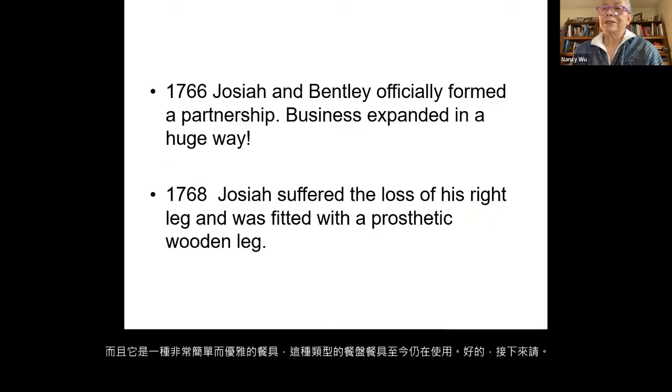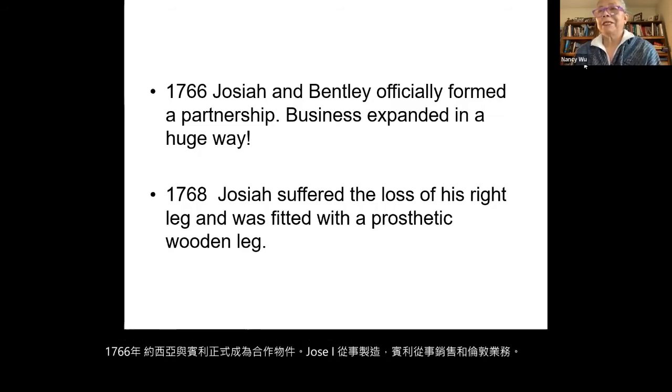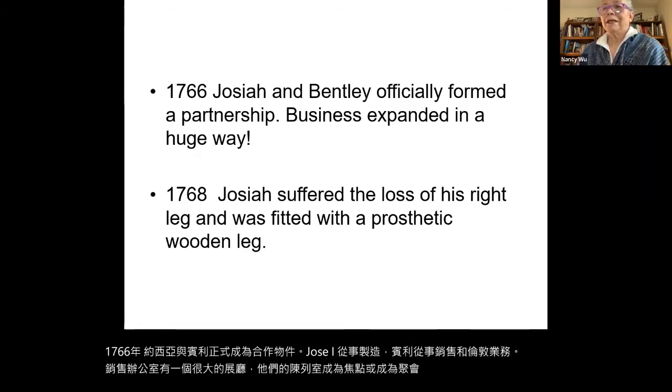In 1766, Josiah and Bentley officially formed a partnership. Josiah was into manufacturing and Bentley was into sales, and their London sales office had a big showroom. That showroom became the gathering ground for the high society people, and business took off in a big way.